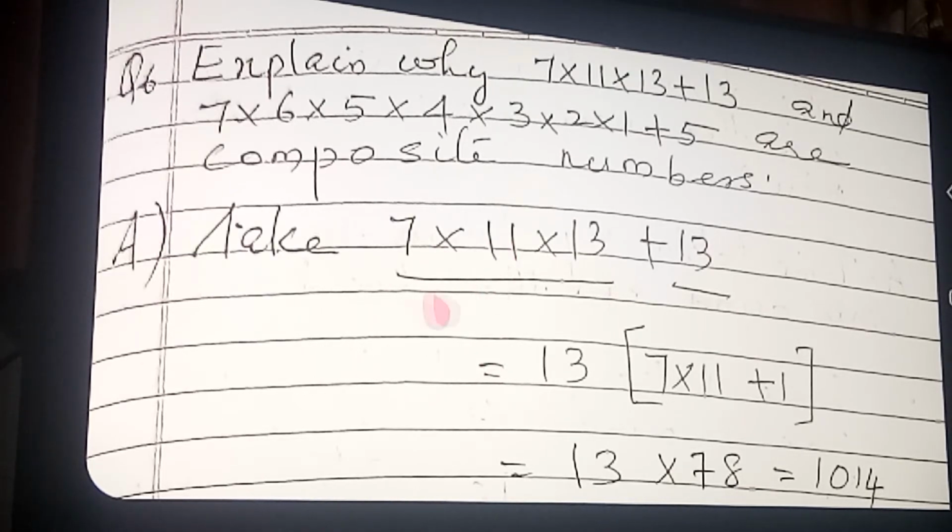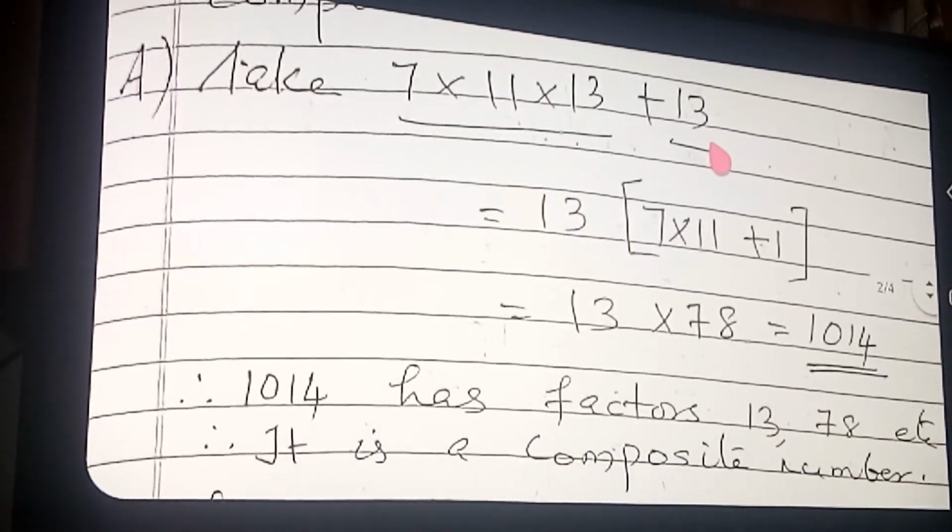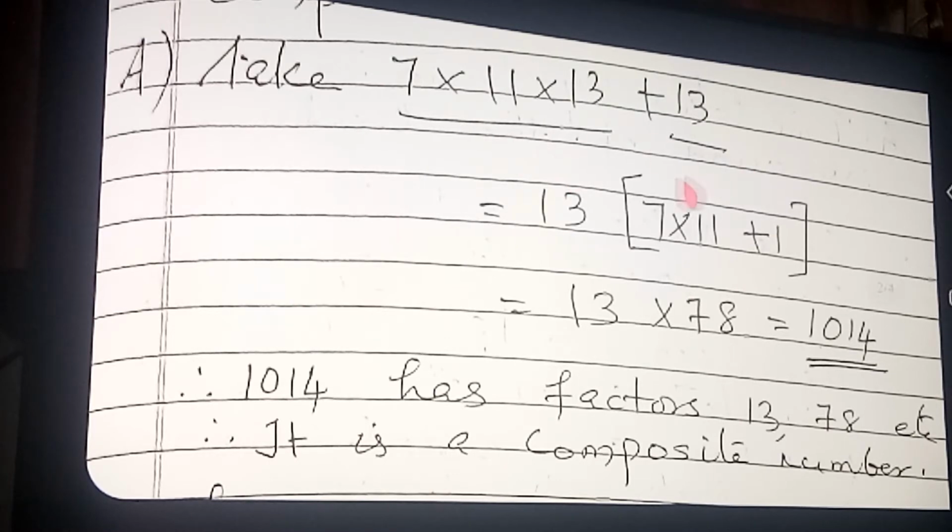See here, this is a term and this is another term now. From these two terms, I taken 13 common outside. 13 common outside taking, what is here coming? 7 into 11 plus 1. 7 into 11, how much coming? 77. 77 plus 1, how much coming? 78. 13 into 78.